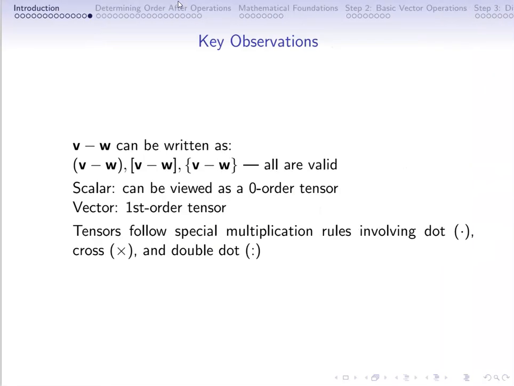Now here V minus W can be written with first bracket, third bracket and second brace. So all are valid. We can write in the vector. Scalar can be viewed as a zero order tensor, vector first order tensor, and tensor follows Bessel multiplication laws or rules involving dot, cross, and double dot.